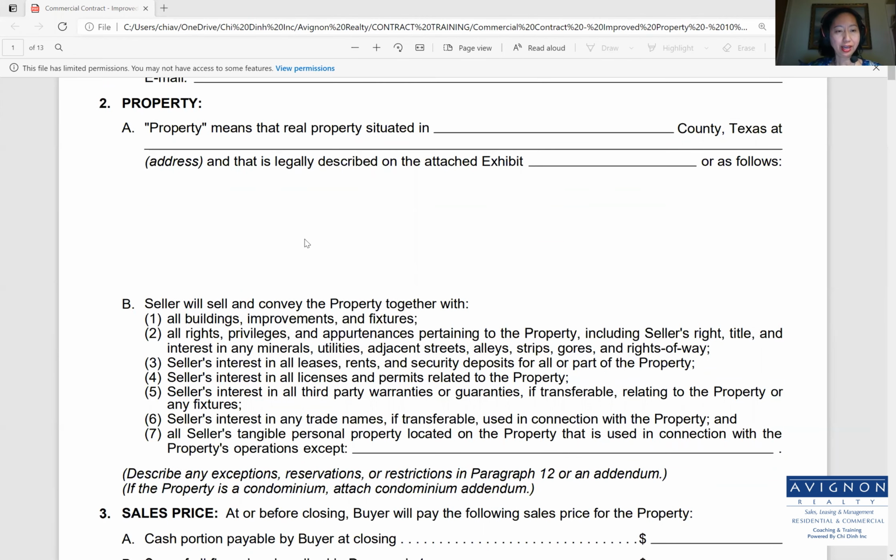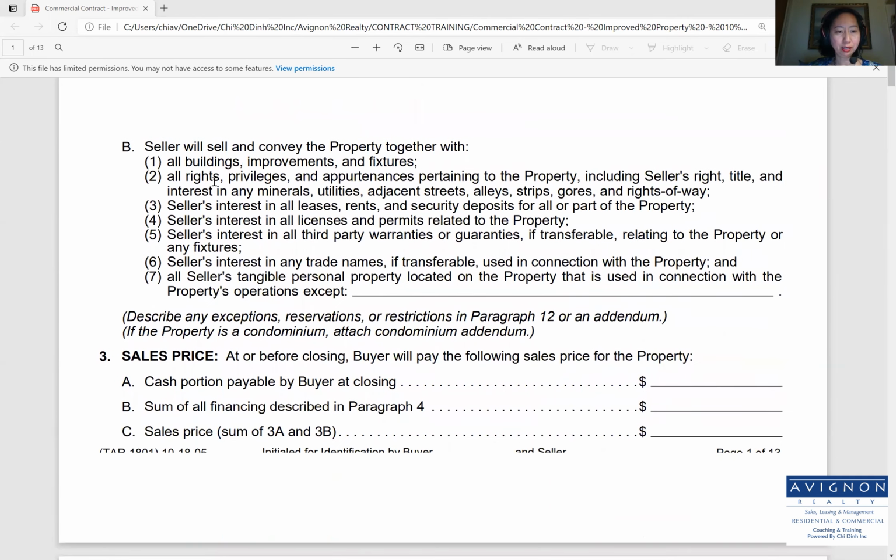Paragraph 2, property. A, property means that real property situated in this county, Texas, at the address, and that is legally described on the attached exhibit as follows. That's A. And then B has to do with seller will sell and convey the property together with 1 through 7. For example, 1, all buildings, improvements, and fixtures. And there's more to what else the seller will sell and convey the property together with.